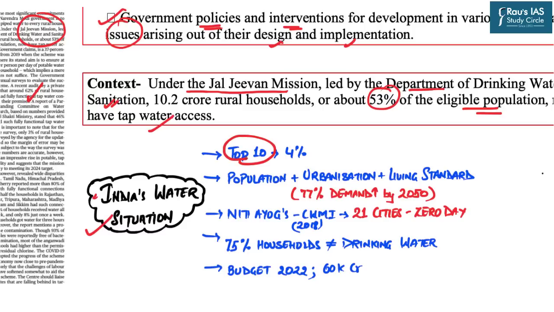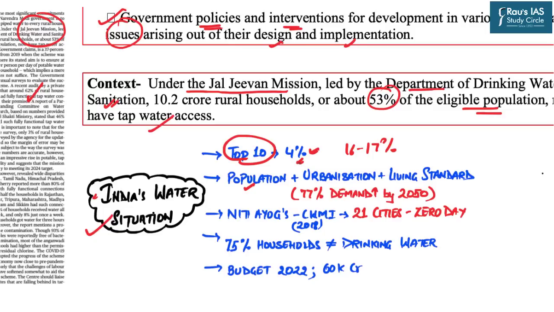So first of all, as far as India's water situation is concerned, India is among the top 10 countries with respect to the share of the water resources available to each country. India has around 4% of the total water resources available to any country, but the problem is that India has around 16 to 17% of the global population also. So the population load of India is very much higher vis-a-vis the water resources available with India.